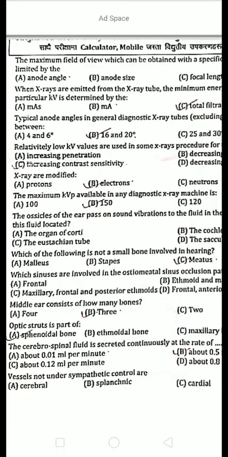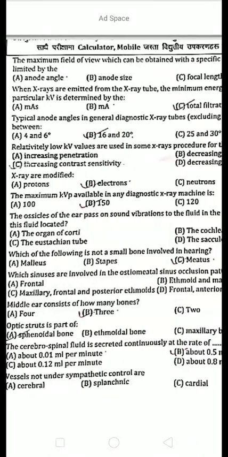Next: how many bones does the middle ear consist of? Three, already discussed: malleus, stapes and incus. Optic structure is part of the sphenoid bone. The correct answer is A.